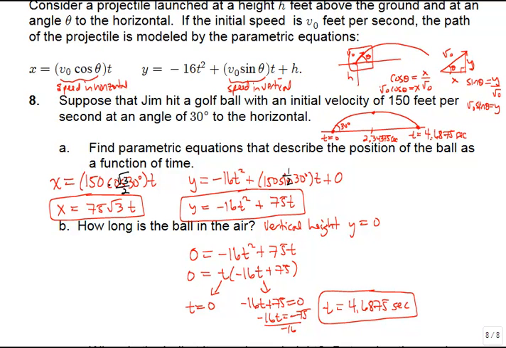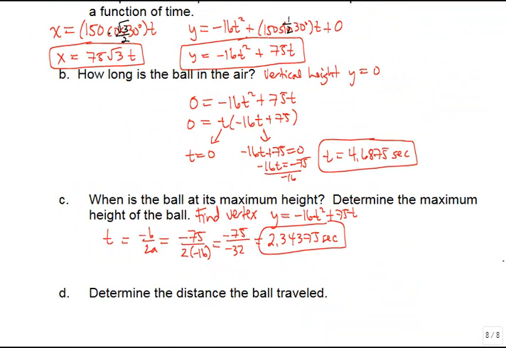And exactly half of 4.6875 is 2.34375. So you could have figured out that time using half of our total t. Now, have we answered our question? We've answered part of it. We've answered the when part. We just figured out when it's at its maximum height, at about 2 seconds.